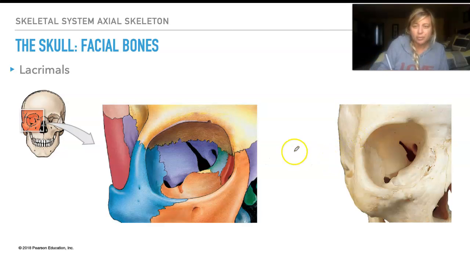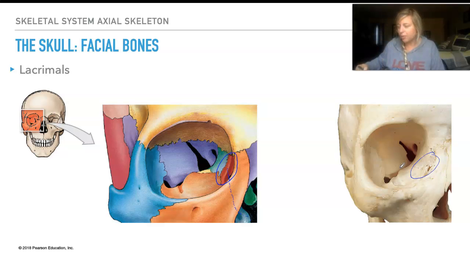Our next bones are the lacrimals, and the lacrimals in this picture are this little red bone here. So you see it right on the edge here. The lacrimals have a canal, the nasolacrimal canal, that goes through them. So when tears drain out of the eye orbit, they drain through that bone. That canal continues through the maxillary bones, and then that fluid will end up in the nasal cavity. There's also a depression in this bone, the lacrimal sulcus, where a structure called the lacrimal sac sits.